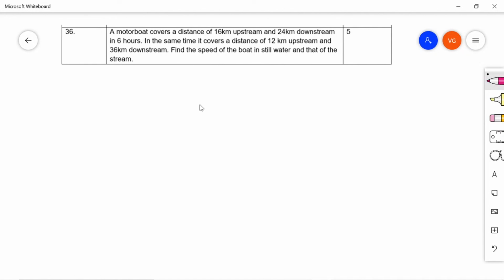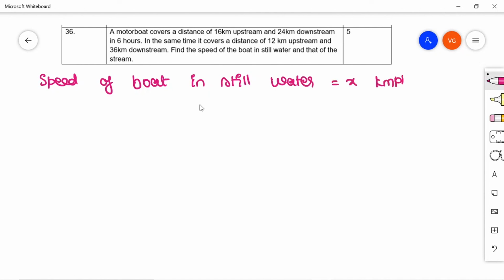So this is also a very frequently asked question. Write down the given data. So assume here the speed of the boat in still water, right? Speed of the boat in still water is equal to x kilometer per hour. Then the speed of the river or speed of the stream, or speed of the current, you can take it as y kilometer per hour.